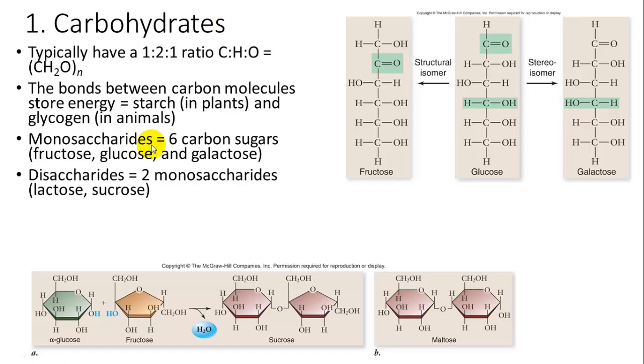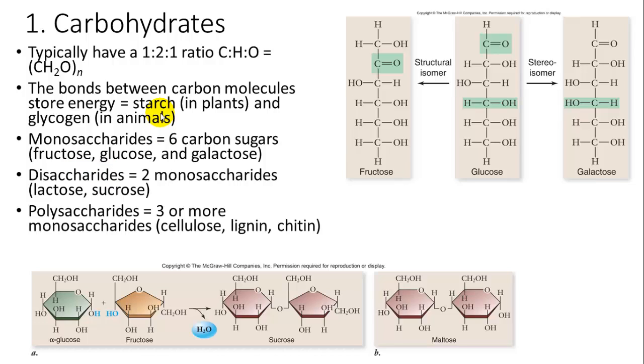A disaccharide, di meaning 2, is 2 sugars which are bound together. Examples of those include lactose, sucrose, maltose. And then you have polysaccharides, which are 3 or more monosaccharides combined, which include cellulose, lignin, and chitin. The monomers then of these saccharides, of these polysaccharides are sugars, monosaccharides. Okay.